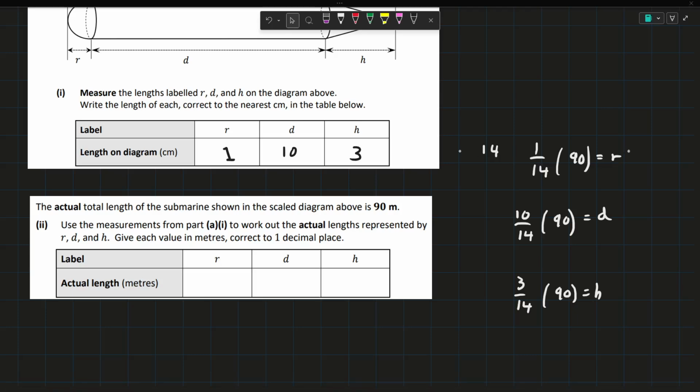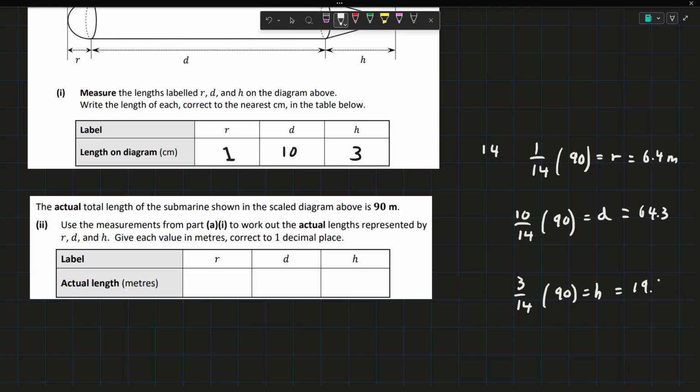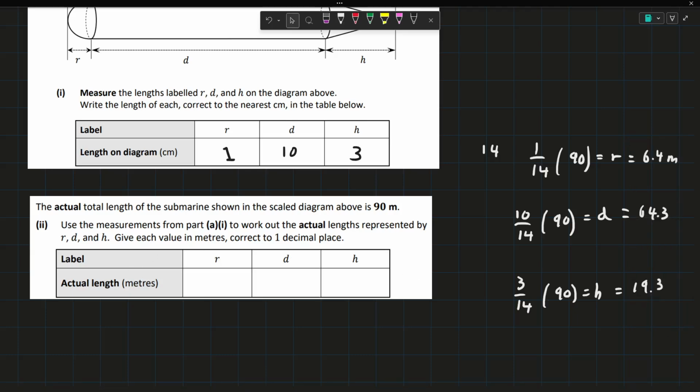Then when you do the proper rounding, you should get R is about 6.4 meters. Well, they say to fill it into the table, so you don't actually have to write meters because it already says meters there. We got R is 6.4, you'll get D is 64.3, and then you get H is 19.3. And you can double check your answer by adding all those up and see that they add up to 90.